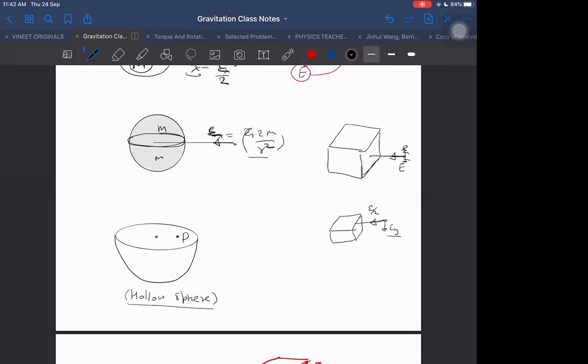At this point P, what will be the field, which is in the same plane? It is in the same plane as that of the open face of the hemisphere, the hollow hemisphere.